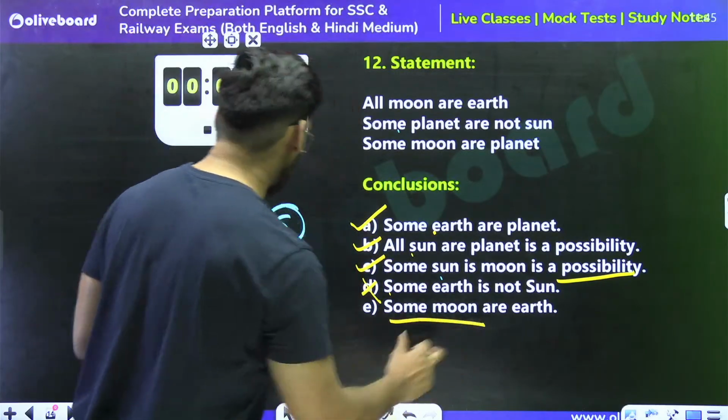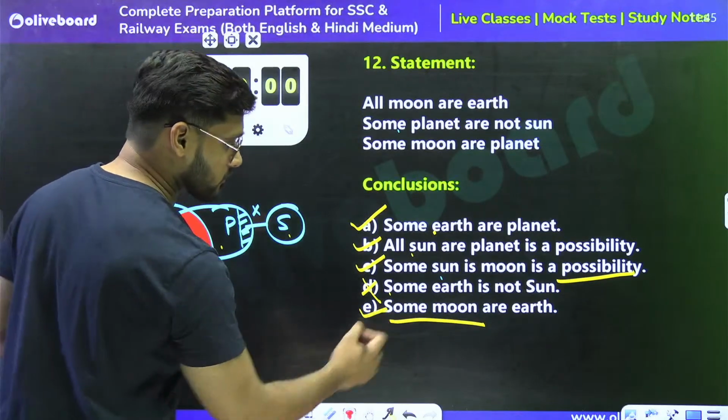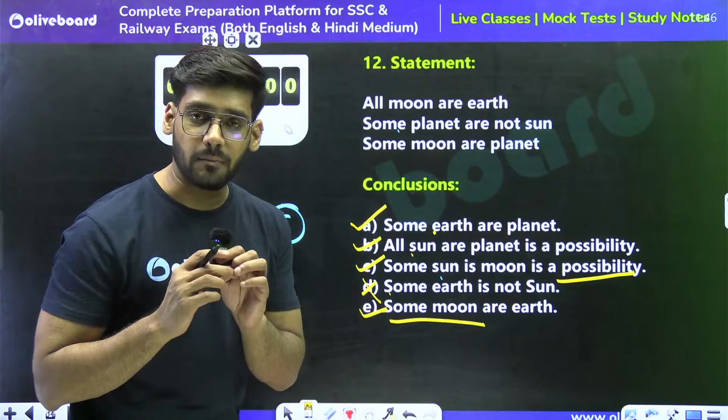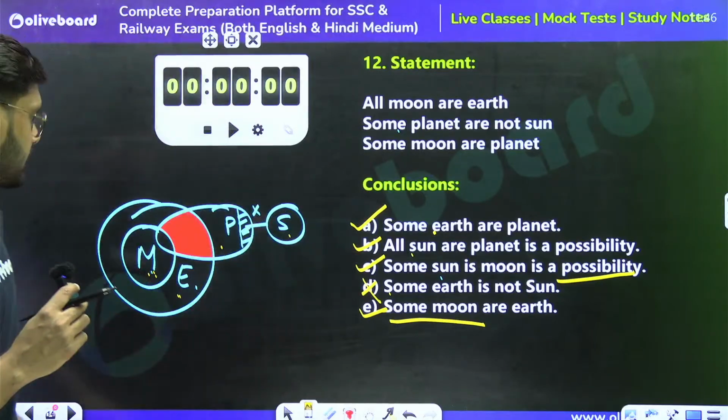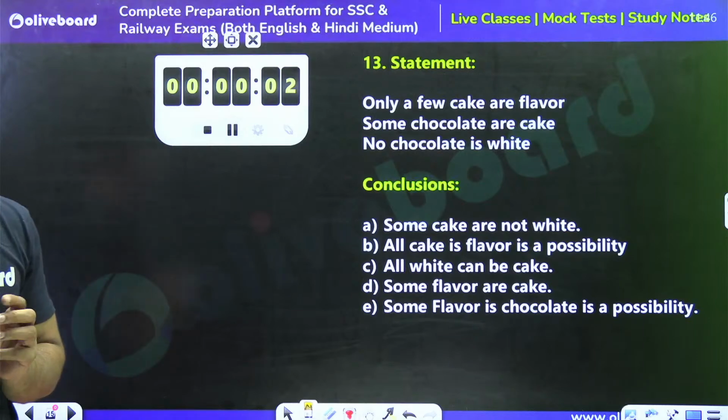Some moon are earth, I can say yes, moon and earth are having relation, so option number E is also right. Only and only conclusion number D is wrong. I hope this is clear. Next, 13th question on our screen.